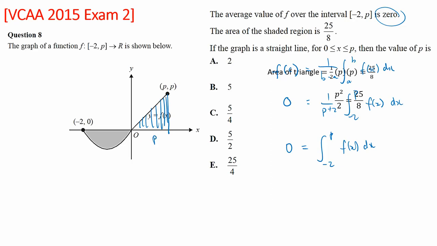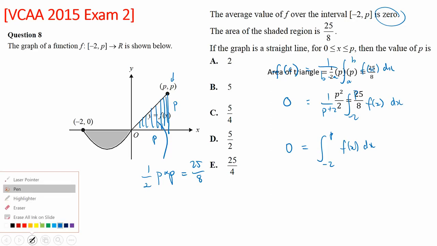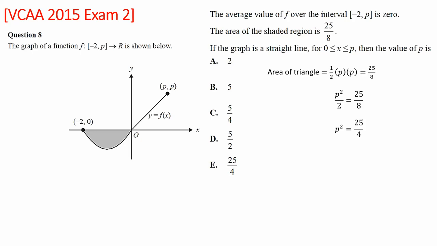You know the distance is p, you know the height according to the y value is p, half base times height. So half your base times your height has to equal what? The area of this triangle has to be 25 on 8. I'll just delete all this so it's neater. You get p squared on 2 equals 25 on 8, times both sides by 2, you get 25 on 4, square root both sides, you get p is equal to plus or minus 5 on 2, but since you know that x is greater than 0, therefore p has to be 5 on 2.